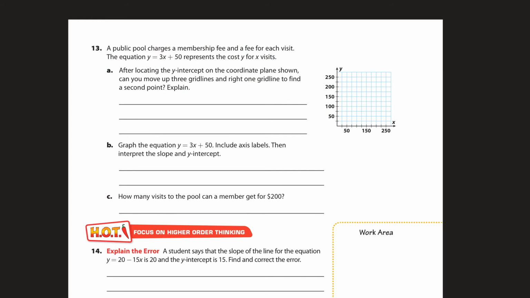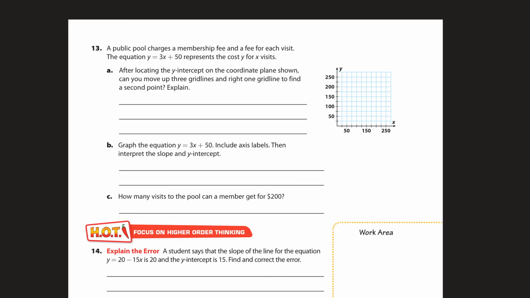Okay, a public pool charges a membership fee and a fee for each visit. The equation y equals 3x plus 50 represents the cost for x visits. After locating the y-intercept on the coordinate plane shown, can you move up 3 grid lines and right 1 grid line to find the second point? Explain. Yes, you can.